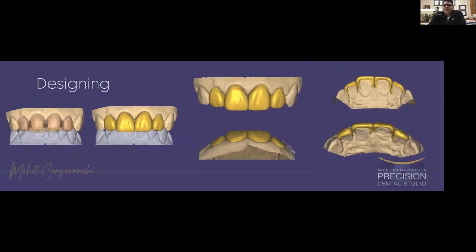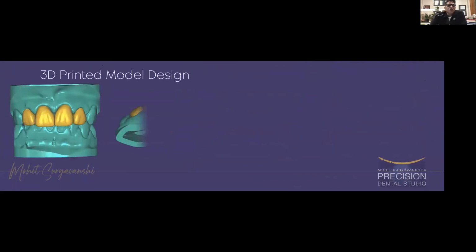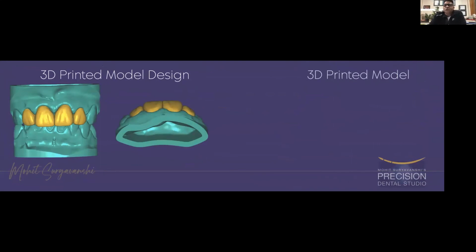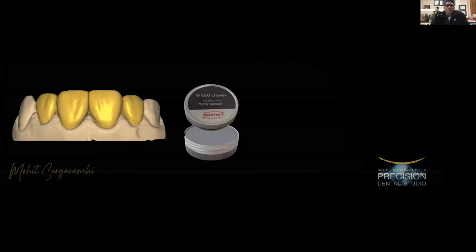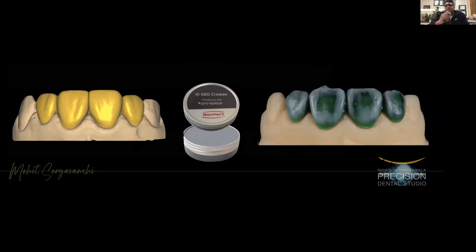You choose the right kind of library. You understand the soft tissue. You understand the hard tissue. And then you choose the form of the tooth. Then there's a 3D printed model that is printed on one side, and the restorations that we have designed are printed on the other side. They are printed in a castable material, but you can see the resin is green in color.